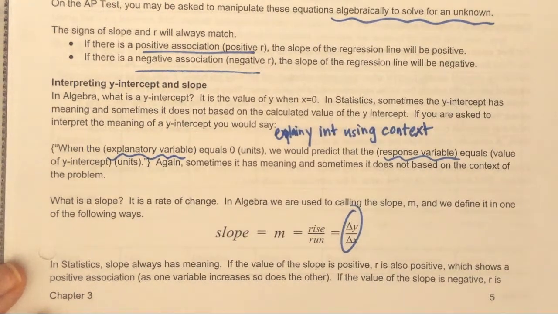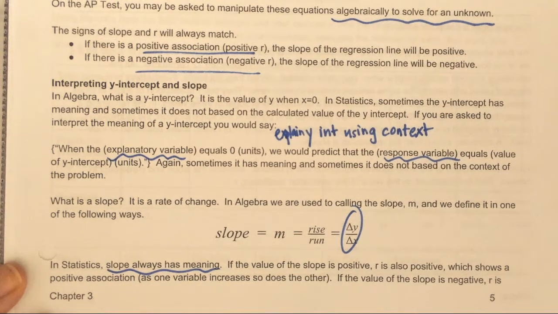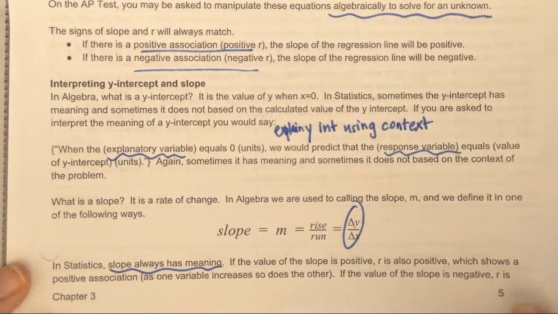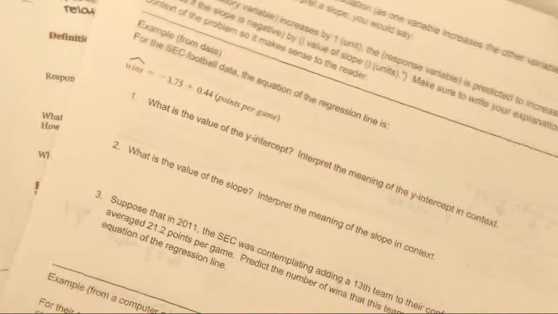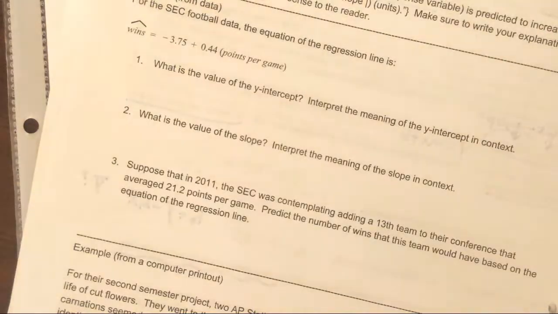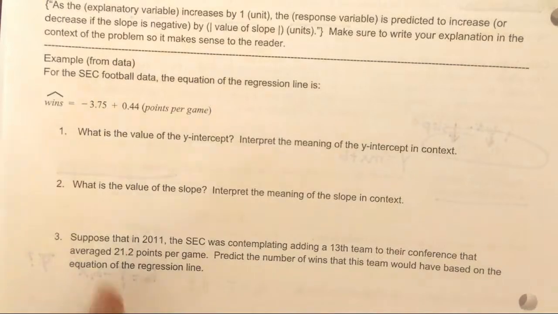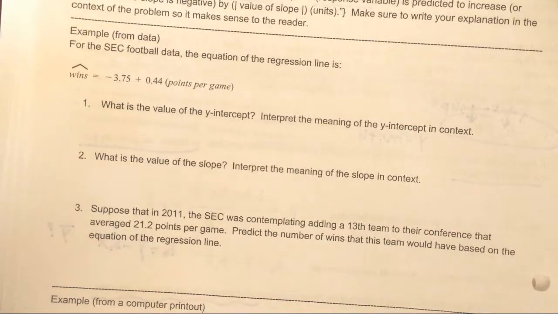Okay, so in stats, slope always has a meaning. Everything needs to reference back to that context. If the value of the slope is positive, R is positive. If the value of the slope is negative, R is negative. That slope is tied to R, which is tied to the context. We will come back and work this example tomorrow.